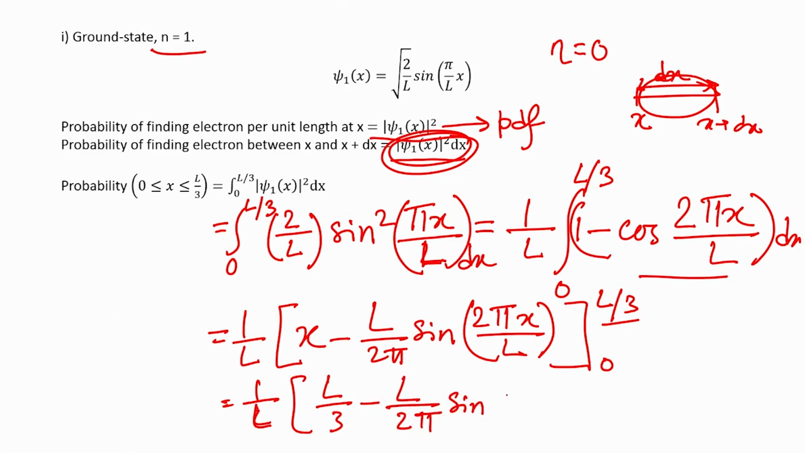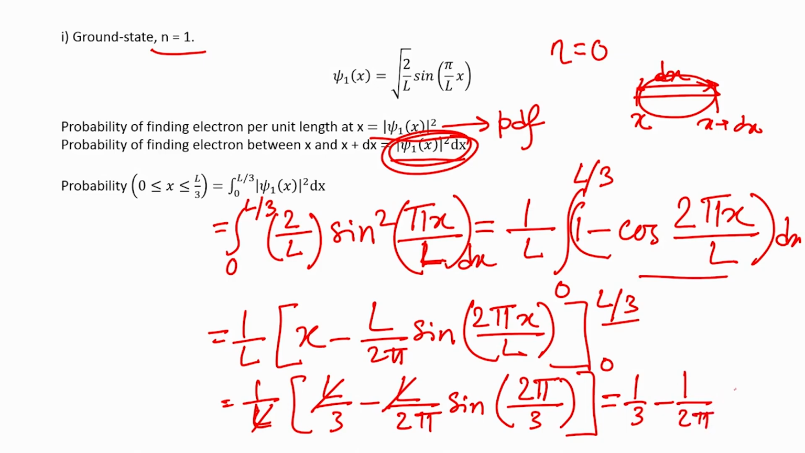sine 2 pi by 3. So, you just cancel out L here. It will come as 1/3 minus 1 by 2 pi sine 2 pi by 3. So, if you just calculate this, the probability will come as 0.2. Just check this with a calculator.